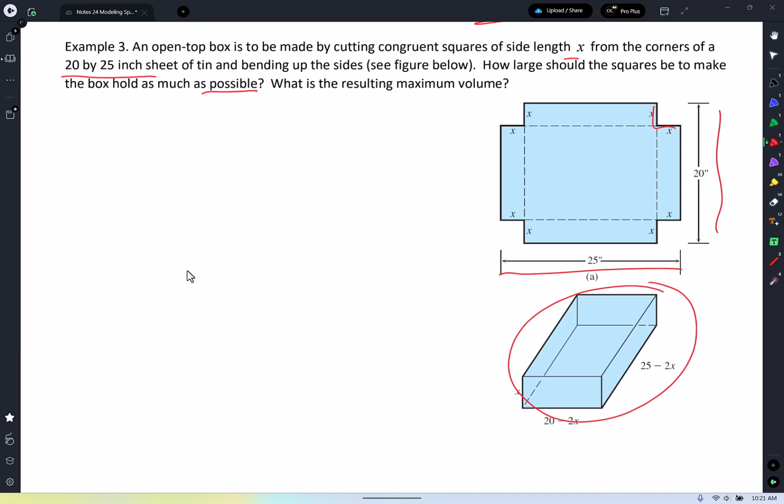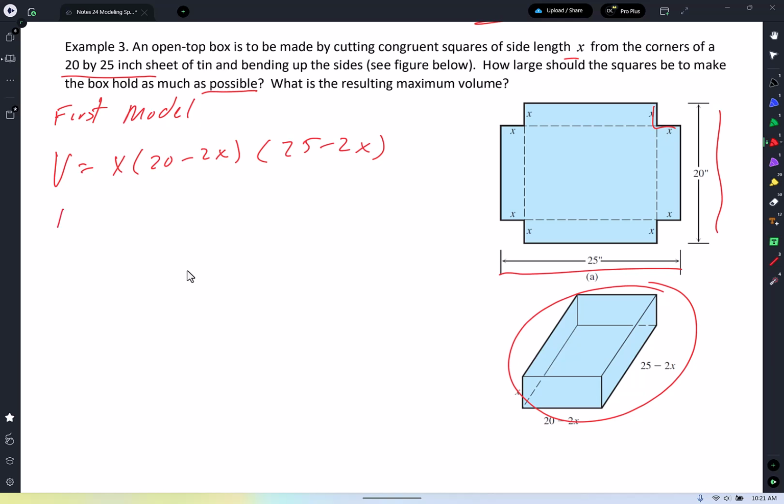So first, what's the model? First, model. Volume, this is what you want to maximize, so this is what you're going to take a derivative of. So x times 20 minus 2x times 25 minus 2x. That's my volume. There it is.